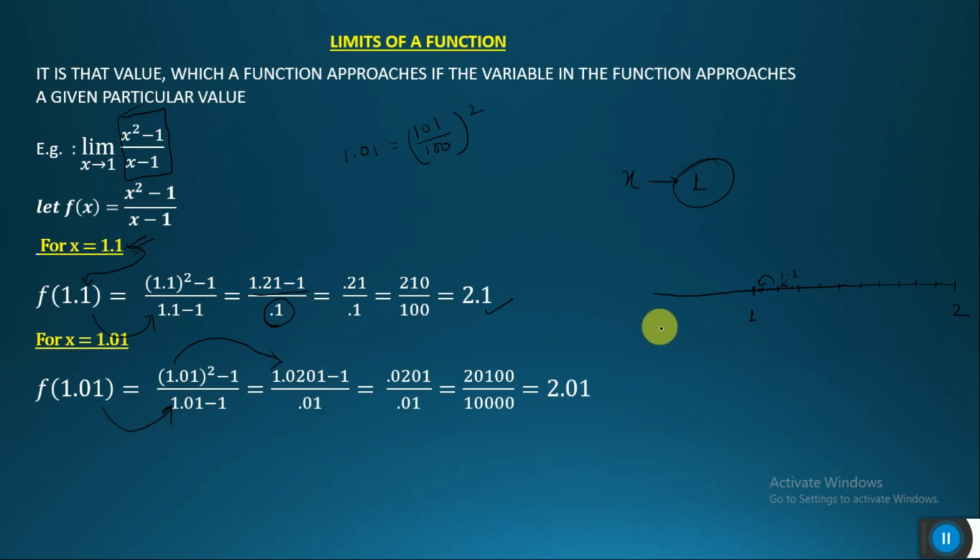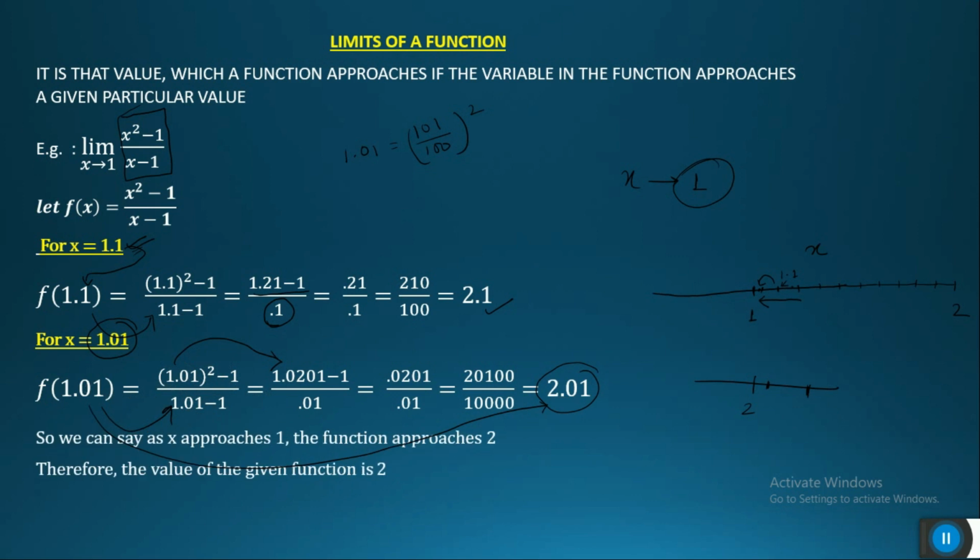You will see, as my x value, this is x, the line where I'm plotting x. As x is coming nearer and nearer to 1, our f(x) is going nearer and nearer to 2. Can you see that? This is 2.1, and this is 2.01, which is closer. So as you approach 1, your values will approach 2. Clear? So this is our limit.